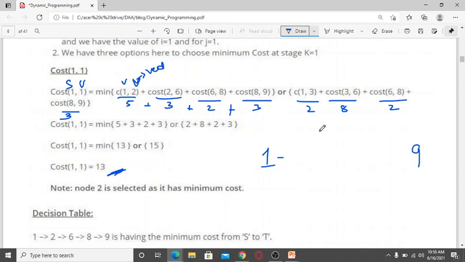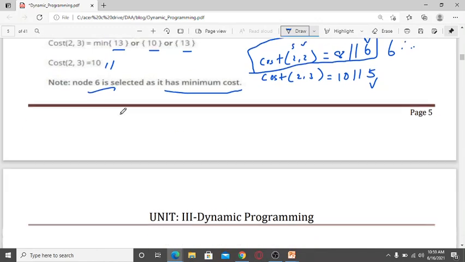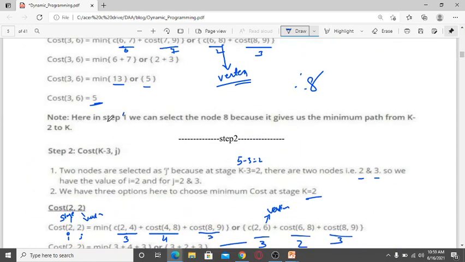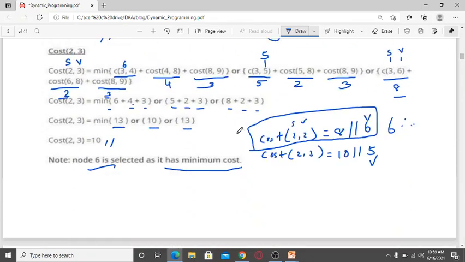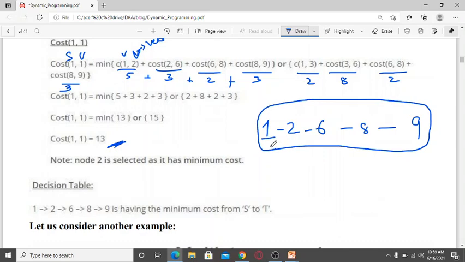So whatever node you selected from 1 to 2, you need to write it here. Node 2 selected, then what did you select in the previous one? Node 6, so write node 6. Then after that, in step 1, we selected node 8. This is our decision of how it will go in the problem from S to T: 1, 2, 6, 8, 9, the optimal solution we get here. And what is the total cost? That will be 13. 13 is the total cost to reach the destination.